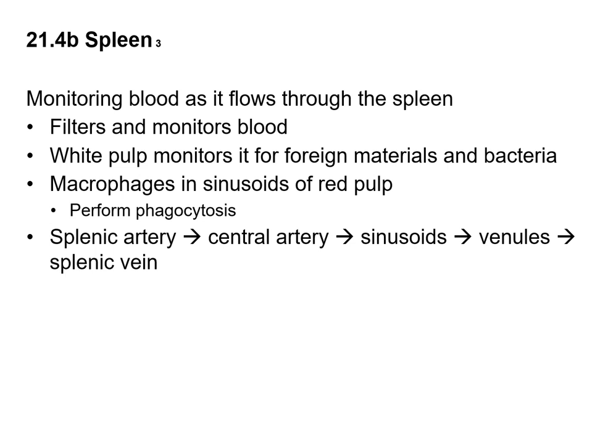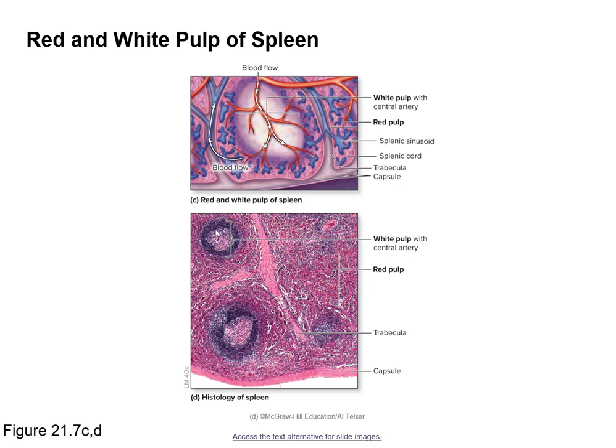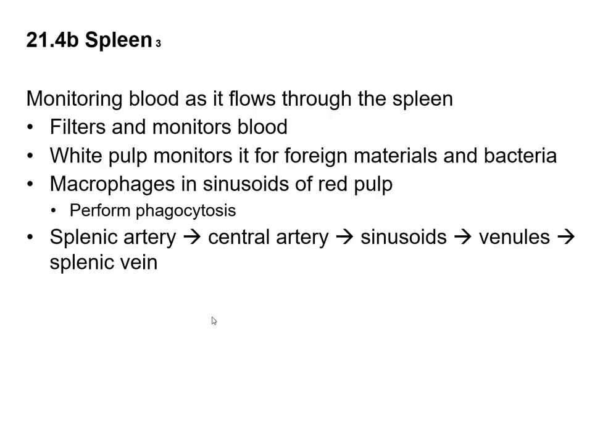So this is the flow of blood into and out of the spleen. You have the splenic artery, which is a branch of the celiac trunk. The splenic artery branches into the central artery, which is in the core of this white pulp, so it'd be right here, somewhere in the middle. Central artery into the sinusoids, which are those capillaries, and then into venules, splenic vein, through the liver, inferior vena cava, and then ultimately back to the right atrium, right?